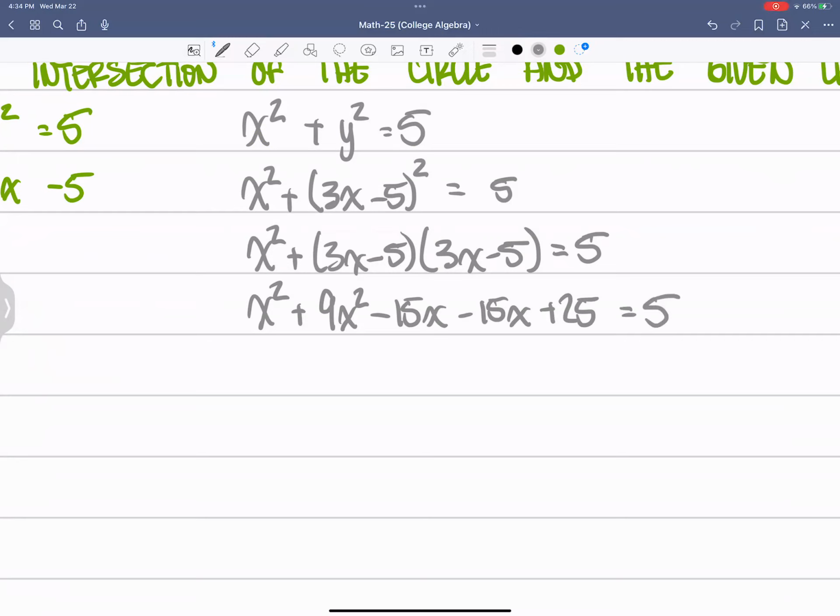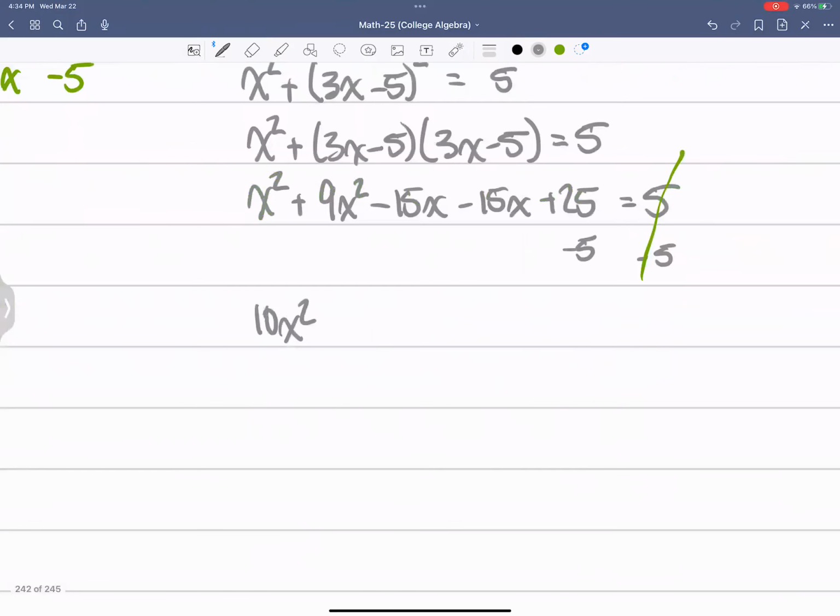All right, so another quadratic. So what we're going to do here is set it equal to 0. So we're going to subtract both sides by 5. Over here on the right-hand side, that's going to go to 0. But let's combine like terms. So here we have our x squareds. So that's going to be 10x squared. And here we have negative 15x minus 15x. That's going to be a negative 30x. Over here we have 25 minus 5. That's going to be plus 20 equals 0.